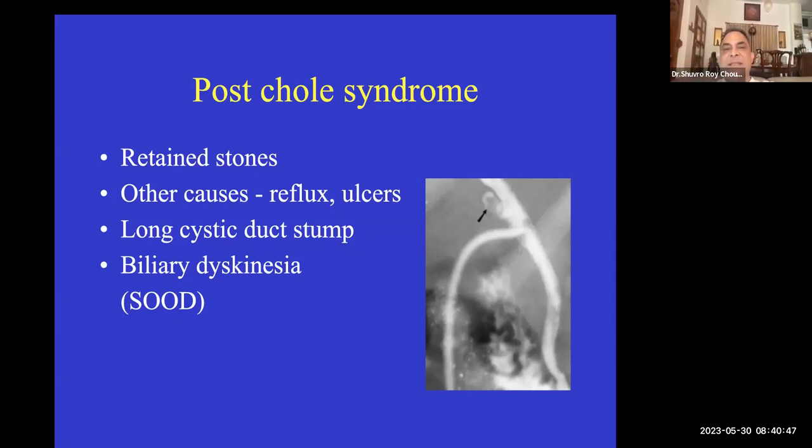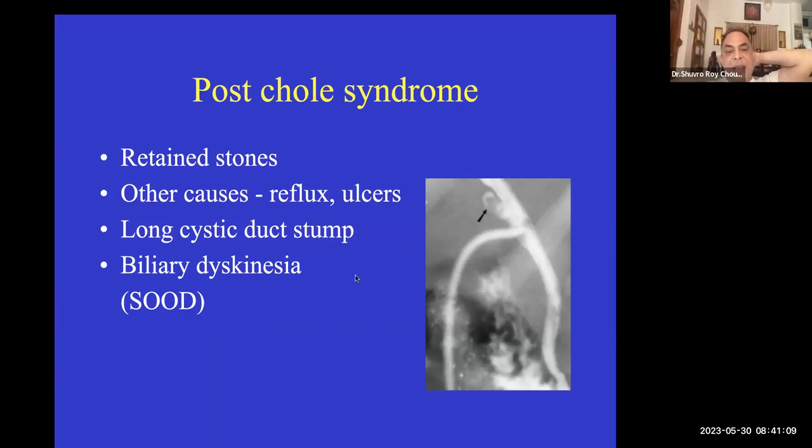So what that means is that oftentimes, sometimes, you're removing the gallbladder, but you have not addressed the original problem. So that is the most common cause of post-cholecystectomy syndrome. But there are some anatomical causes, and those are these. Retained stone, for example, you can see a cystic duct, particularly if you've got a long cystic duct remnant.